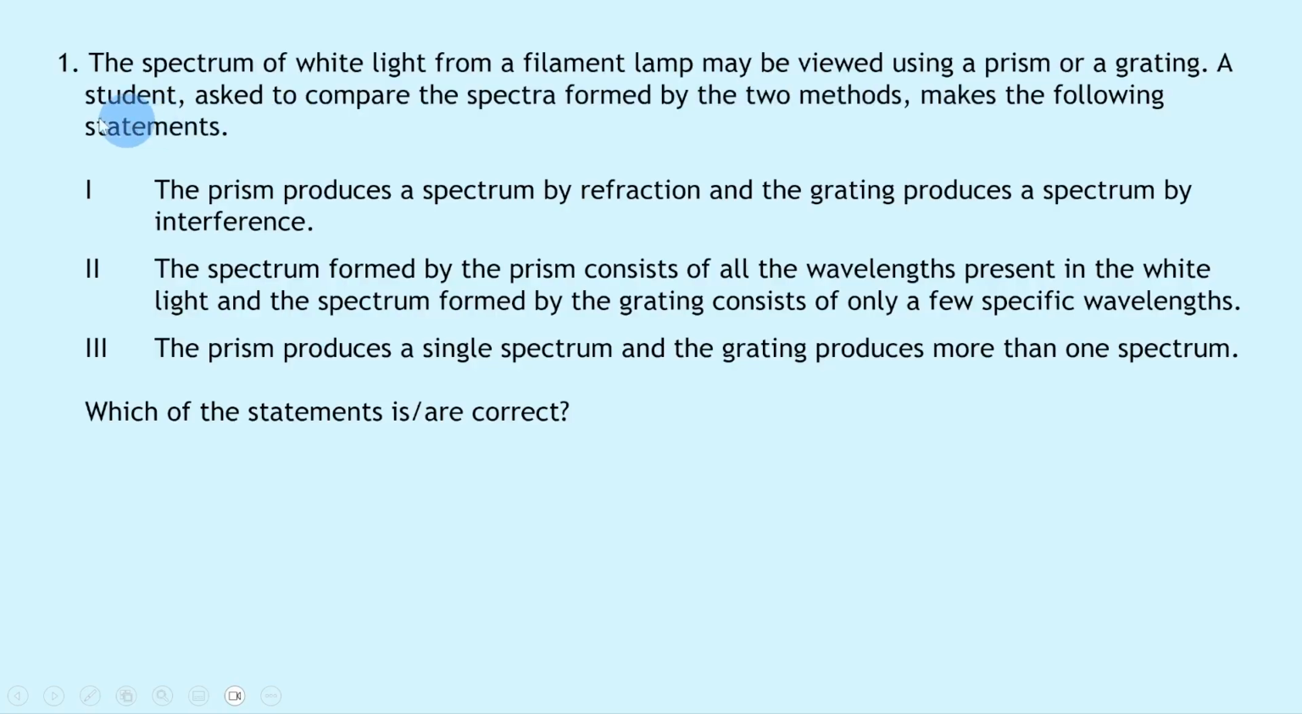So let's get going. Question 1 is a multiple choice question, and it says the spectrum of white light from a filament lamp may be viewed using a prism or a grating. A student asked to compare the spectra formed by the two methods makes the following statements.